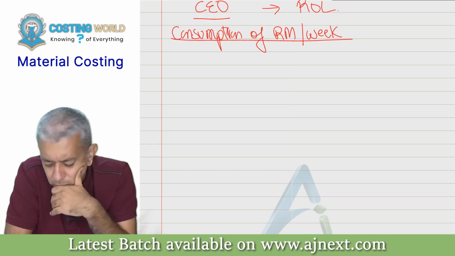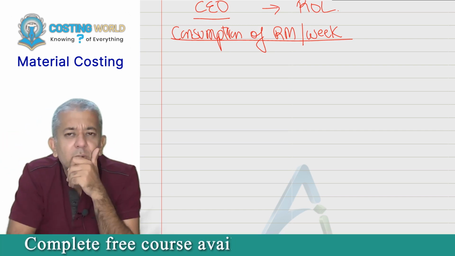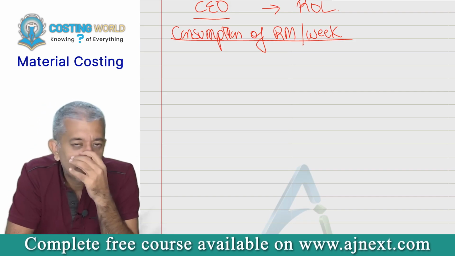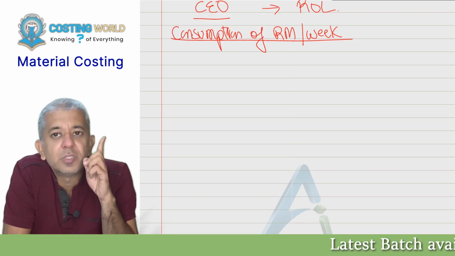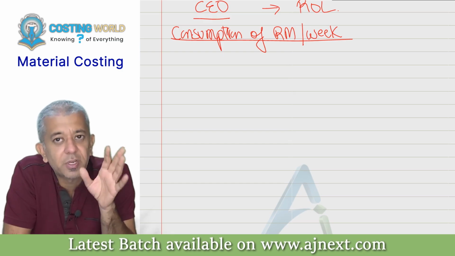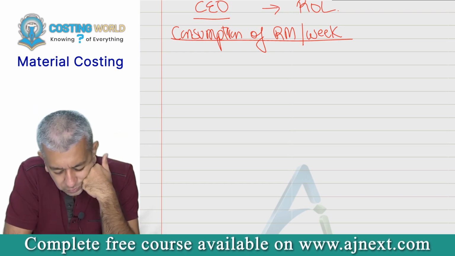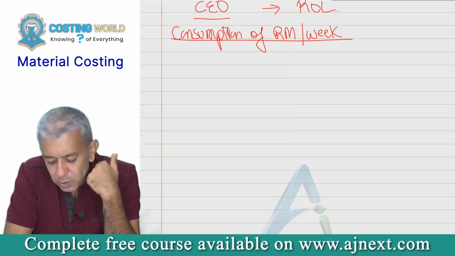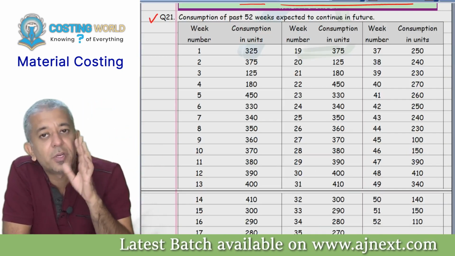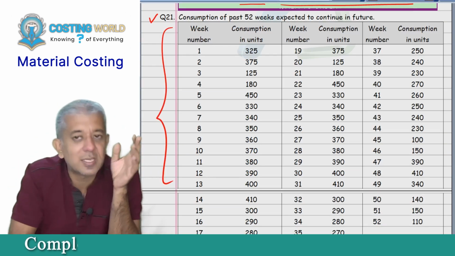I told him, okay, then in that case, you get out. He said, okay, sir, I'll get out. He went out. I told him, no, please come back. Do one thing. Give me the report of the last 52 weeks. What has been my consumption in the last 52 weeks? I wanted to find out the consumption of the last 52 weeks. That person sent me this report.